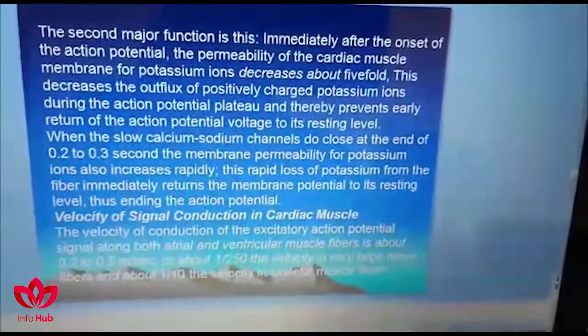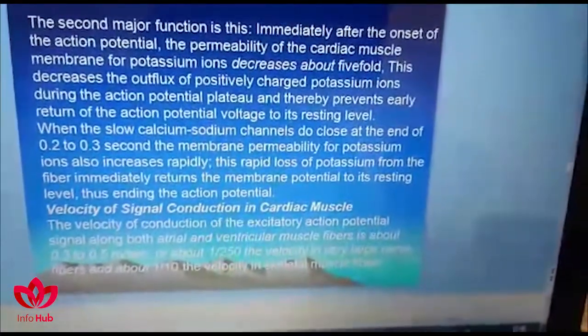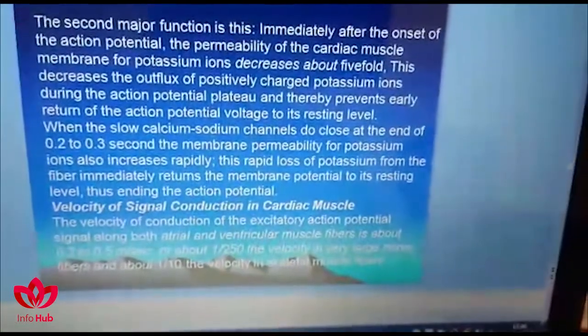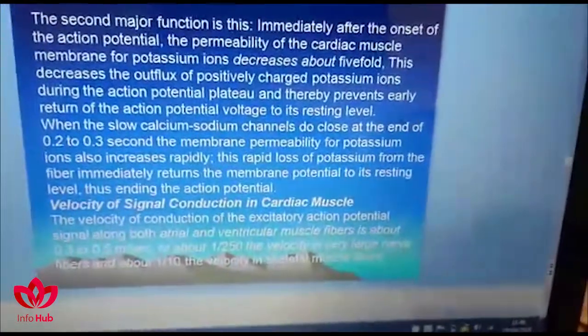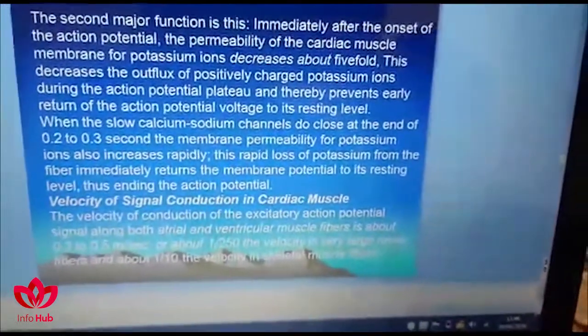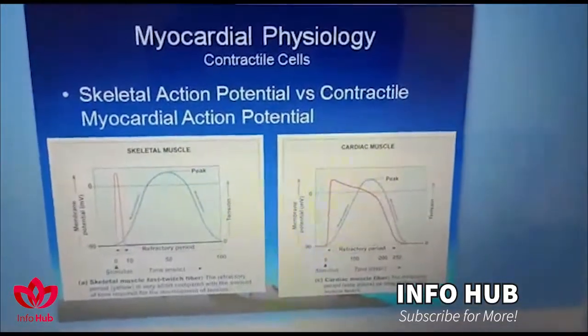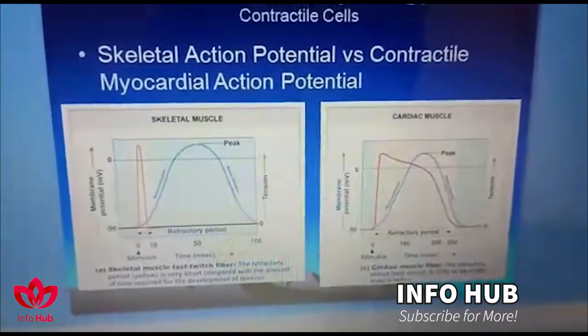Like velocity of conduction along both the atrial and ventricular muscle fiber is about 0.3 to 0.5 meters per second, or about 1/250 the velocity in large nerve fibers and 1/10 the velocity of skeletal muscle fibers. So here you can see the skeletal muscle action potential versus contractile myocardial action potential.